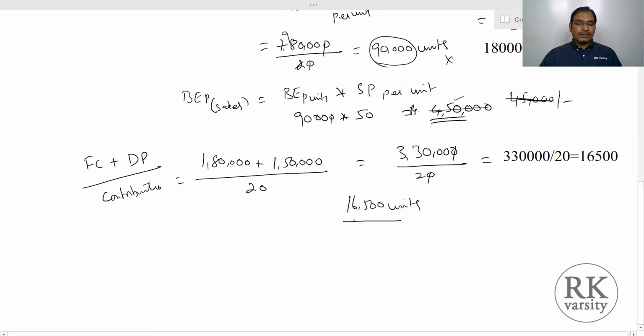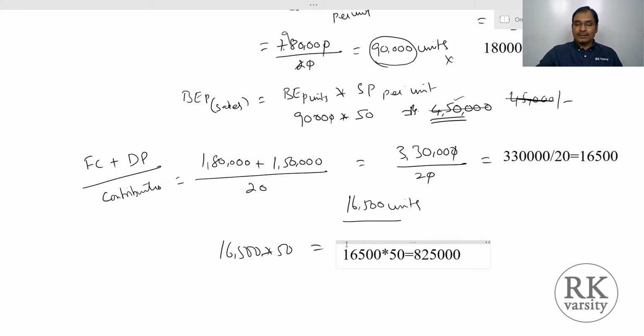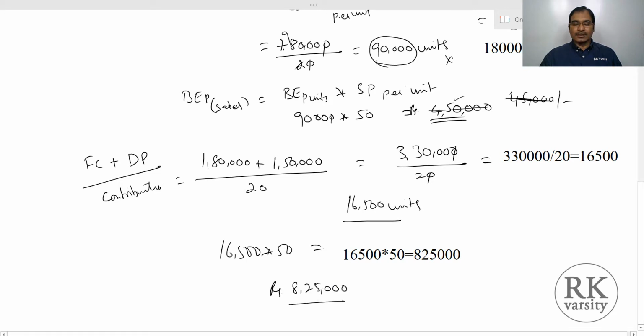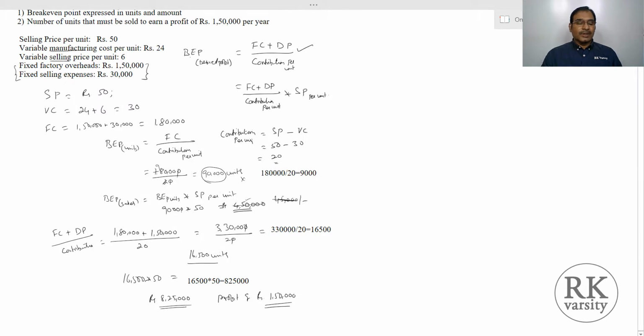So here the number of units that the company needs to produce is 16,500 units, and this in amount is 16,500 times selling price per unit of 50. So this equals 8,25,000 rupees. So if a company is able to make 8,25,000 rupees in sales, then it will make a profit of rupees 1,50,000. This is how you need to calculate break-even point in terms of units as well as sales when you have a desired profit in mind.